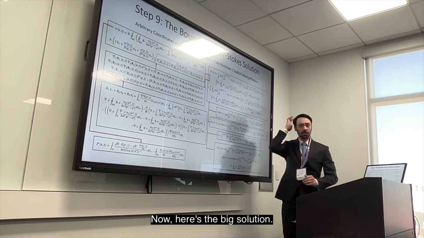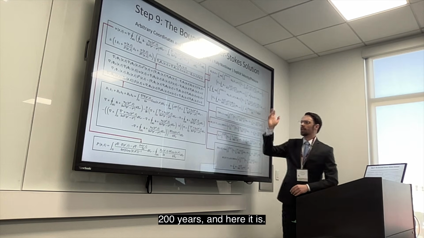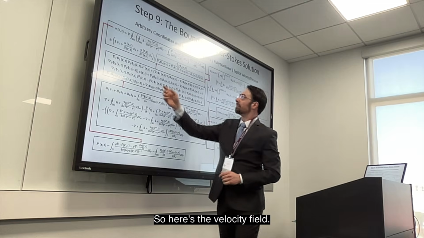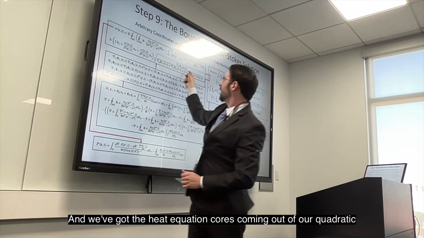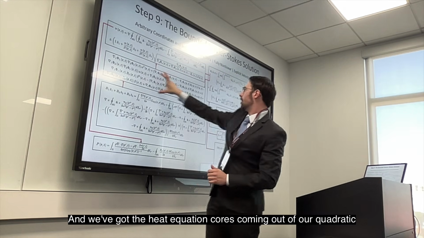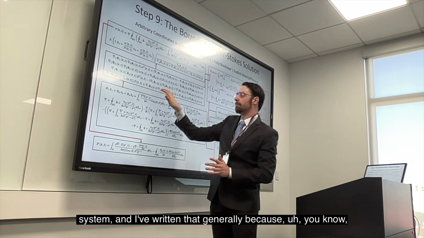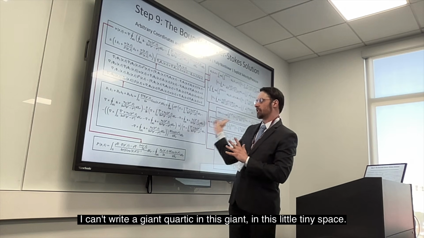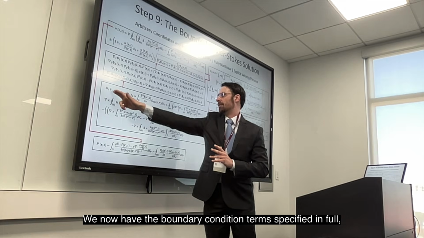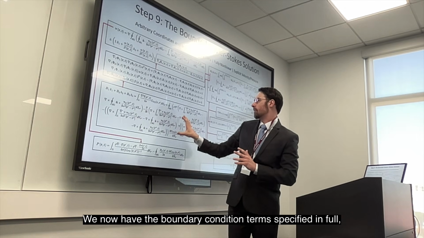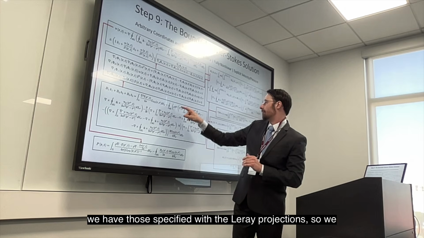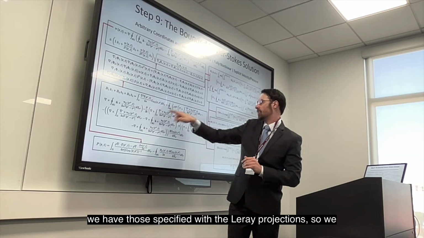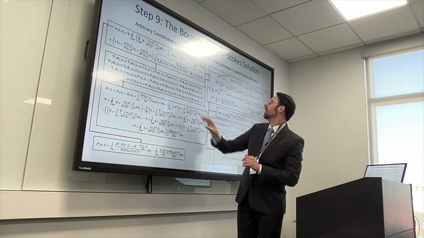Now here's the big solution. 200 years, and here it is. So here's the velocity field, and we got the heat equation cores coming out of our quadratic system, and I've written that generally because I can't write a giant quartic in this little tiny space. We now have the boundary condition terms specified in full. We have those specified with the linear projections, so we can go ahead and get the boundary conditions straight.